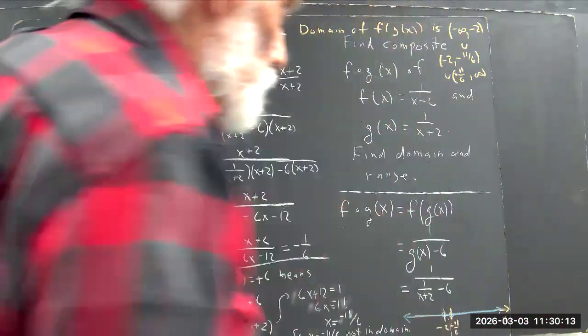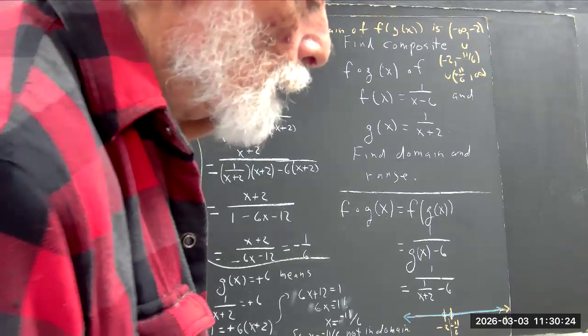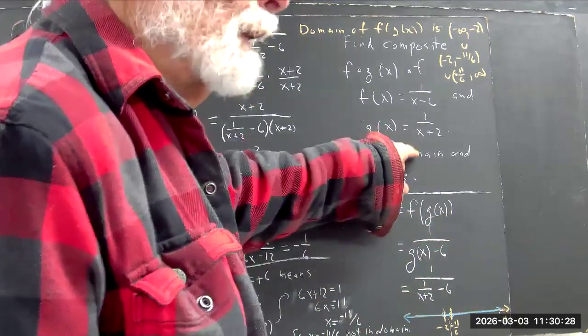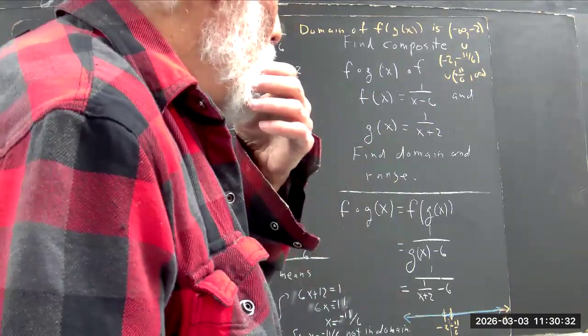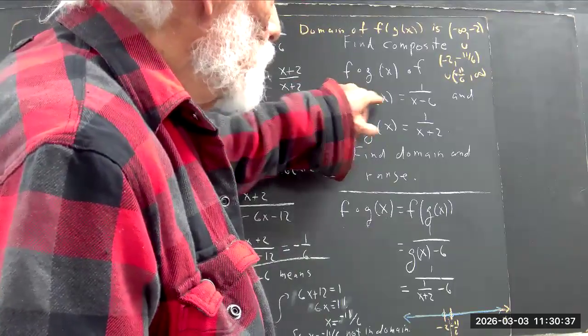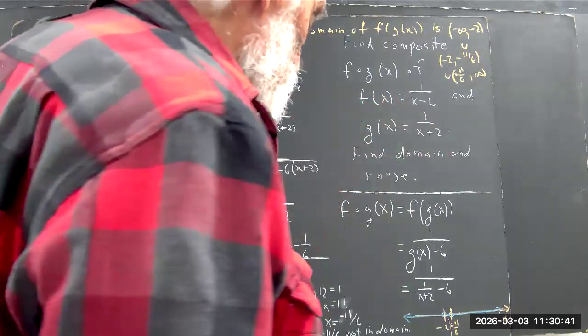And I believe that's all visible. Keep checking that. Okay, now that's got a little bit complicated. What you need to take away from this is you've got to test to make sure that x isn't something that makes g of x undefined, and that then the value of g of x can't be something that makes f of x undefined.